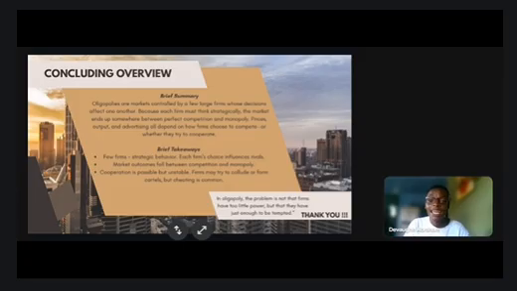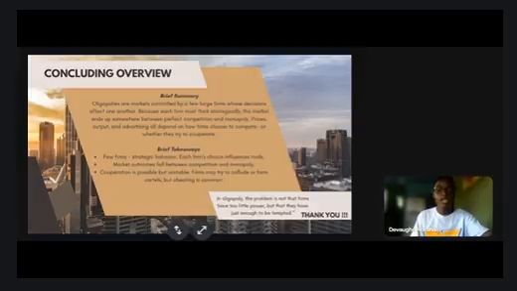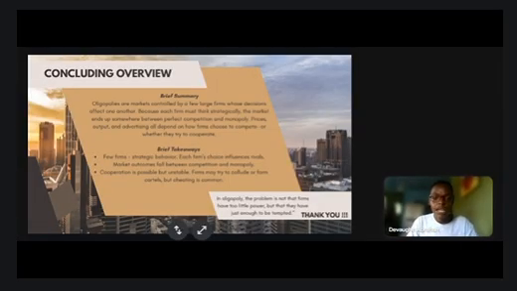Now to the last slide in our presentation, which is the concluding overview. Just a brief summary of what oligopolies really are, to recap what we said. Oligopolies are markets controlled by a few large firms whose decisions affect one another. Because each firm must think strategically, the market ends up somewhere between perfect competition and monopoly. Prices, output, and advertising all depend on how firms choose to compete or whether they try to cooperate.